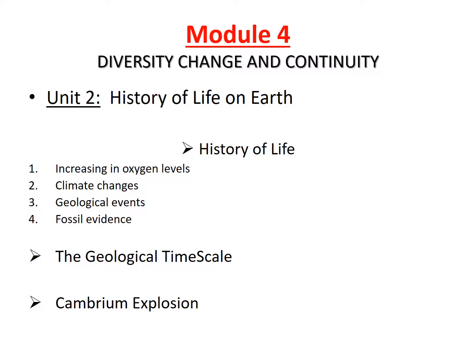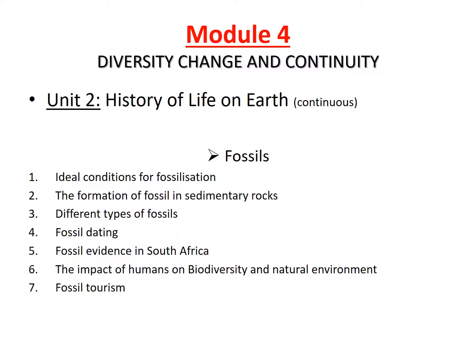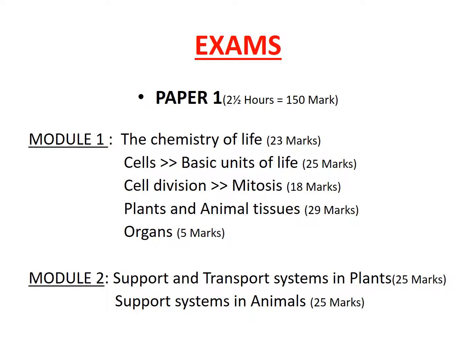And then unit 2 focuses on the history of life on Earth. This is the history of life, the increasing oxygen level, and all of those things that led into the Earth that we know now, the geological time scale and the Cambrian explosion. We then want to do the history of life on Earth continues. We're going to study fossils, how fossils form and all those things, and how we date fossils. We're going to look at tourism on fossils. And that will be it for the whole year in life sciences.